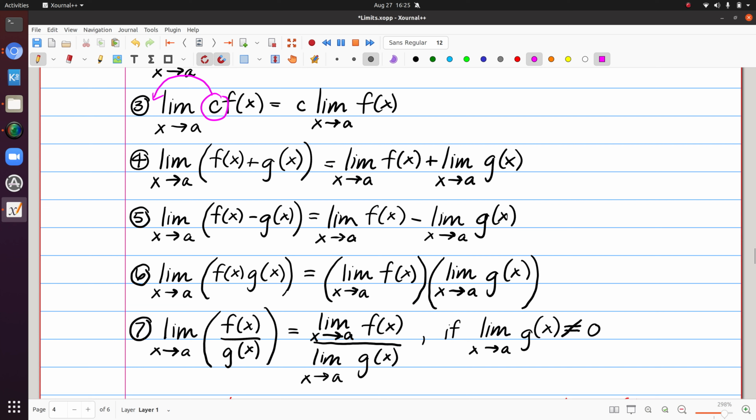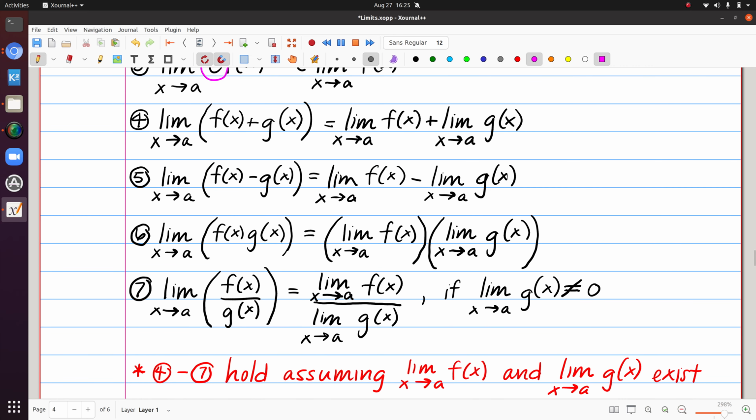And finally, for these last 4 properties, 4, 5, 6, and 7, it's important to note that this is making an assumption. So I'm assuming that the limit of f of x as x approaches a and of g of x as x approaches a, that these limits exist in order for me to make use of these properties.